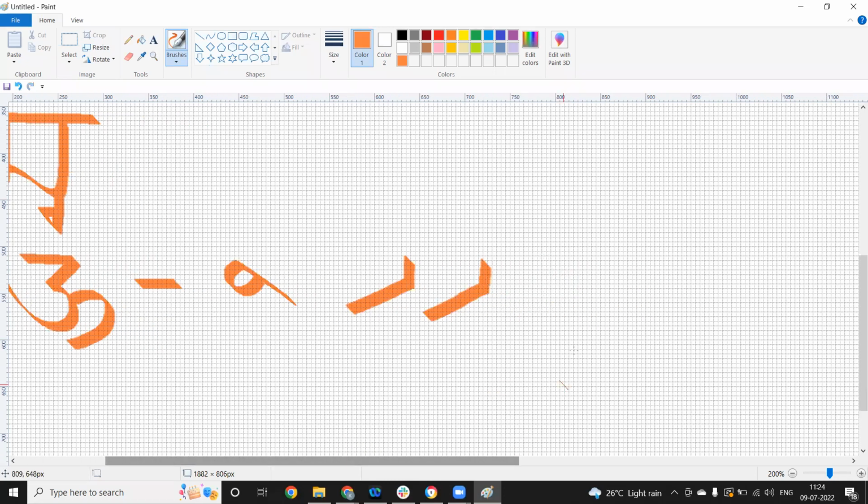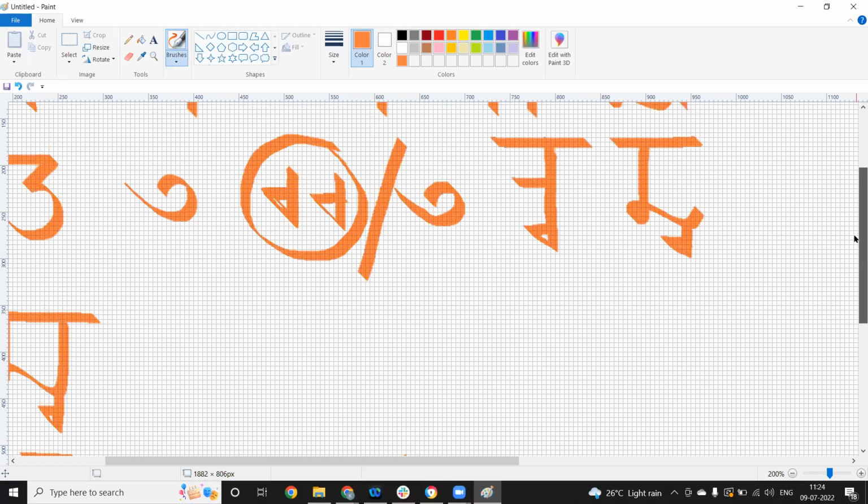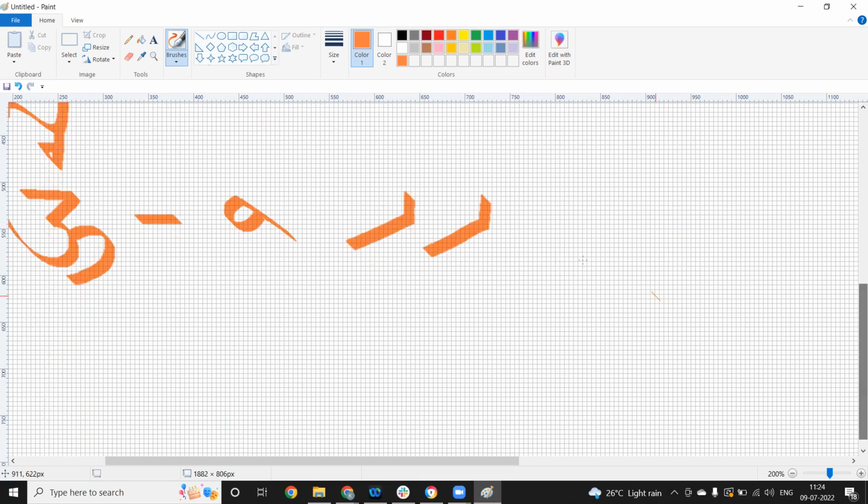This is oo. Now here in this case also, as we saw in case of oo, we had two ways of writing oo. Here also you will find one more way of writing matra oo, which is like this. I'm not going to explain this matra for now. This is a special matra.